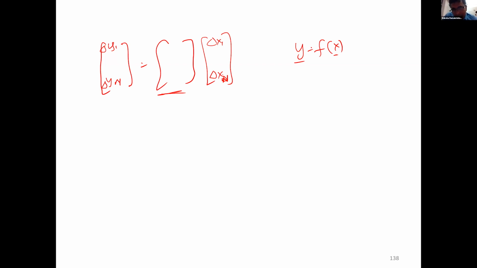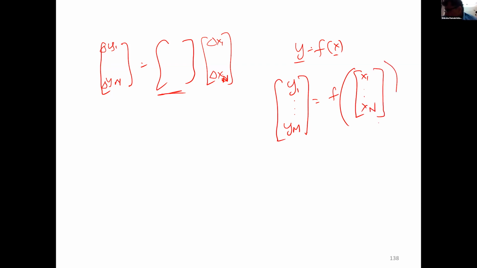You guys with me? Yes, no. Okay. Now again, note that y1 through ym is a function of x1 through xn, correct? Now consider just the first term.